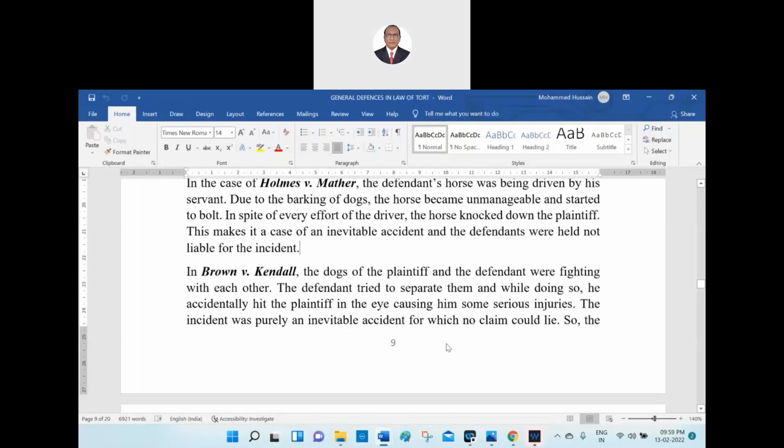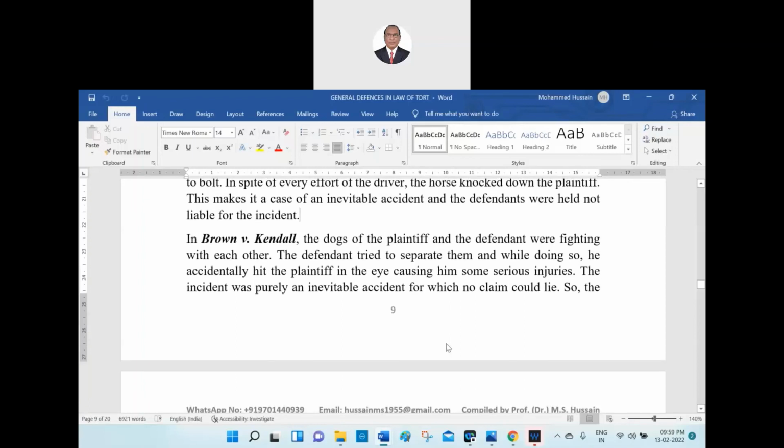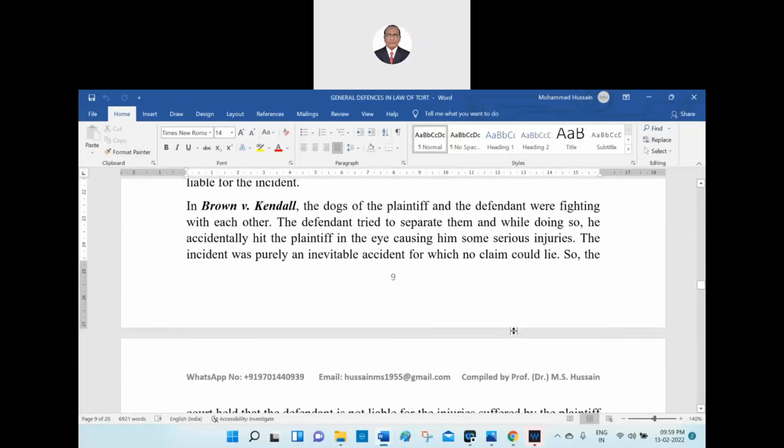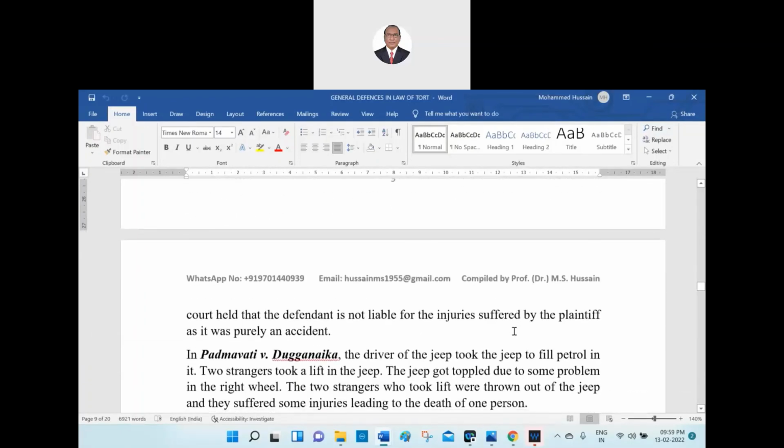Brown versus Kendall. The dogs of the plaintiff and the defendant were fighting with each other. The defendant tried to separate them. While doing so, he accidentally hit the plaintiff in the eye, causing him some serious injuries. The incident was purely an inevitable accident for which no claim could lie. So the court held that the defendant is not liable for the injuries suffered by the plaintiff, as it was purely an accident.